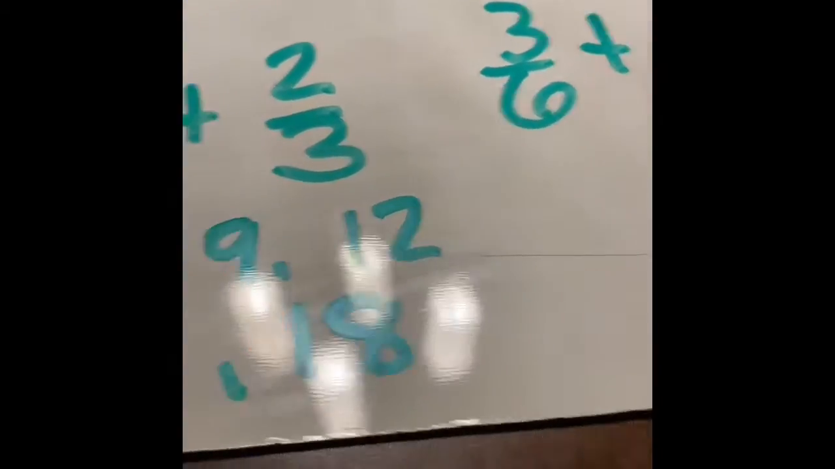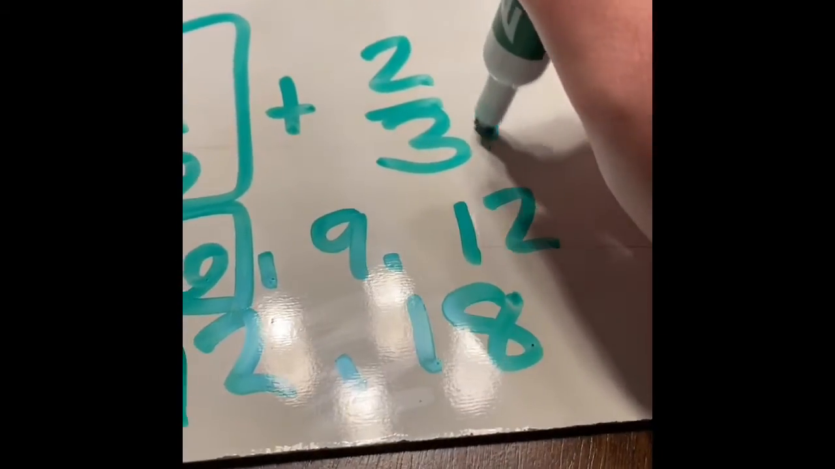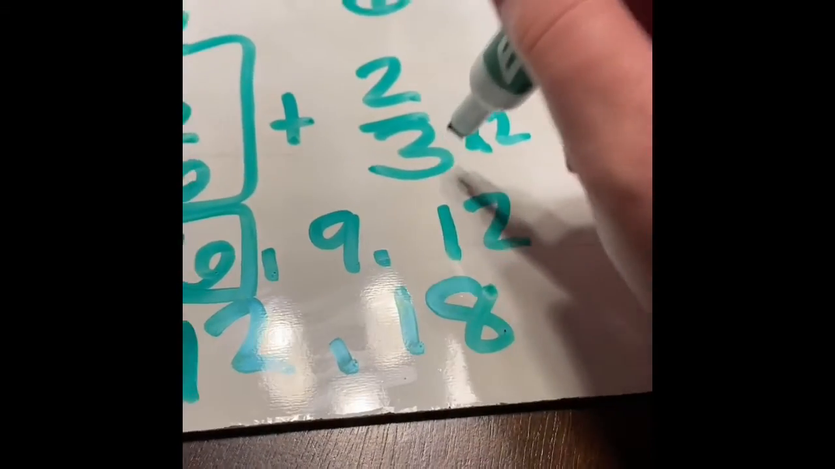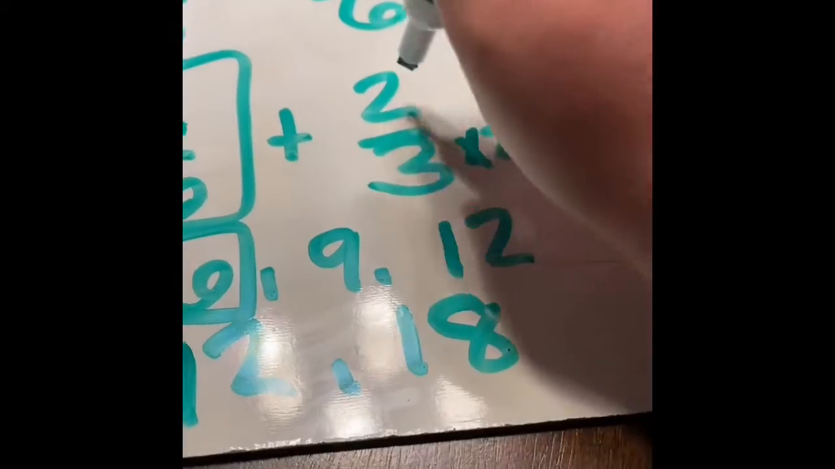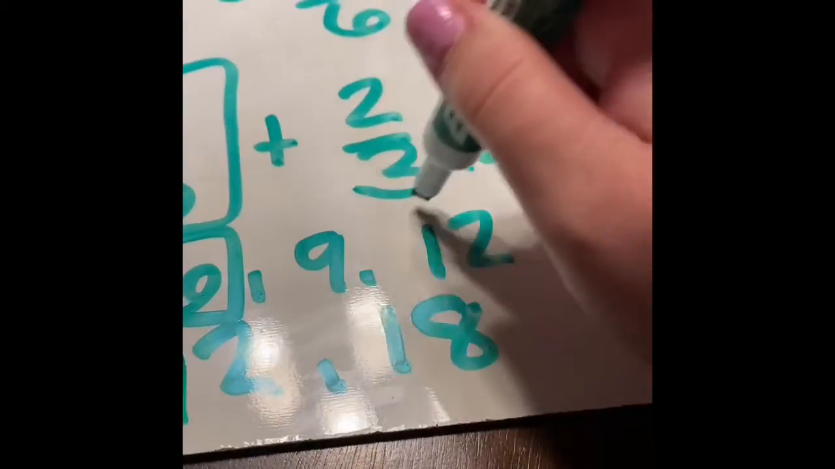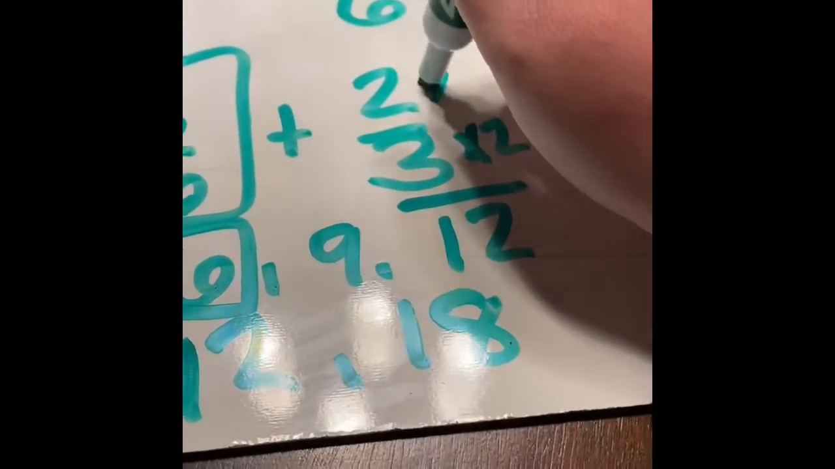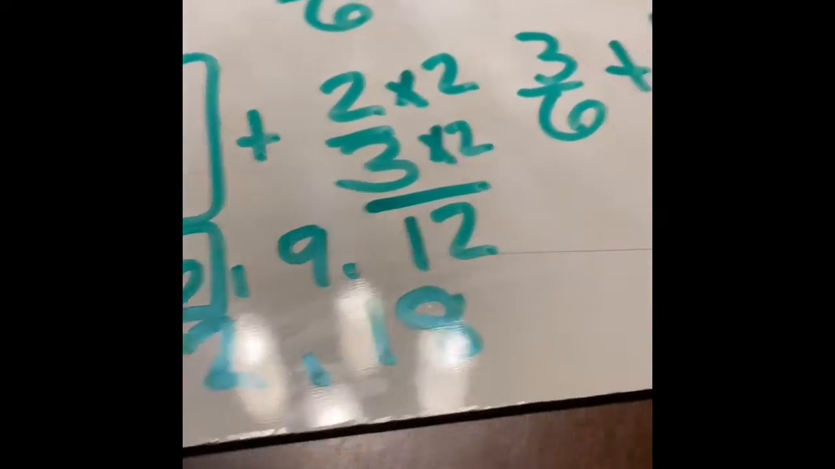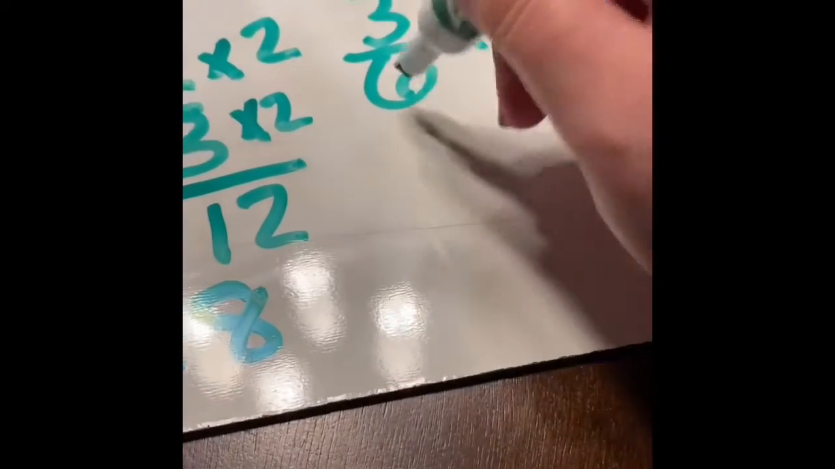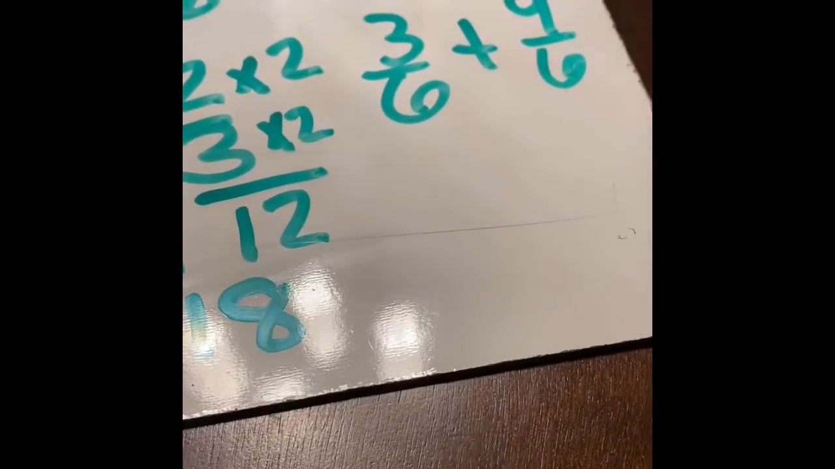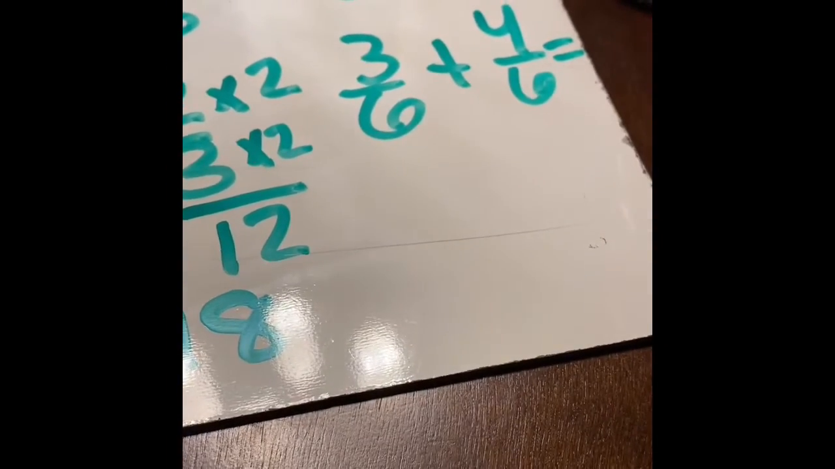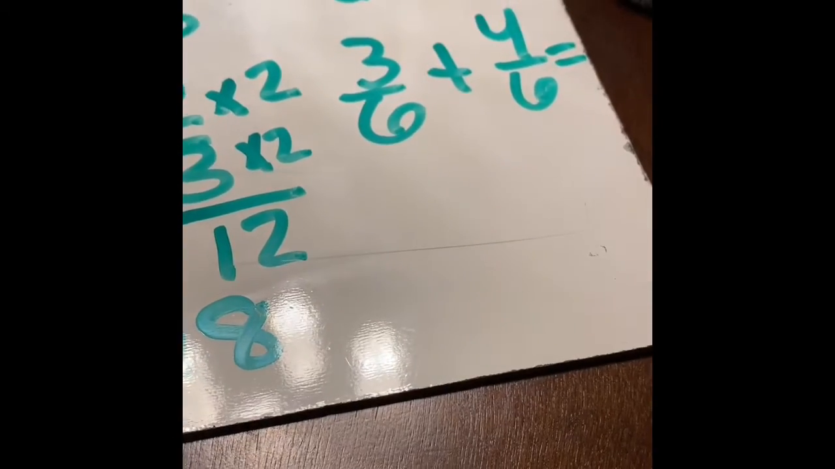Since this is already a 6, I'm going to leave that fraction alone. This I can multiply by 2 to get to 6. Whatever I do to the bottom, I need to do the exact same thing to the top. I multiplied this by 2, so I need to multiply this by 2. 2 times 2 is 4. So now they both have the same denominator.